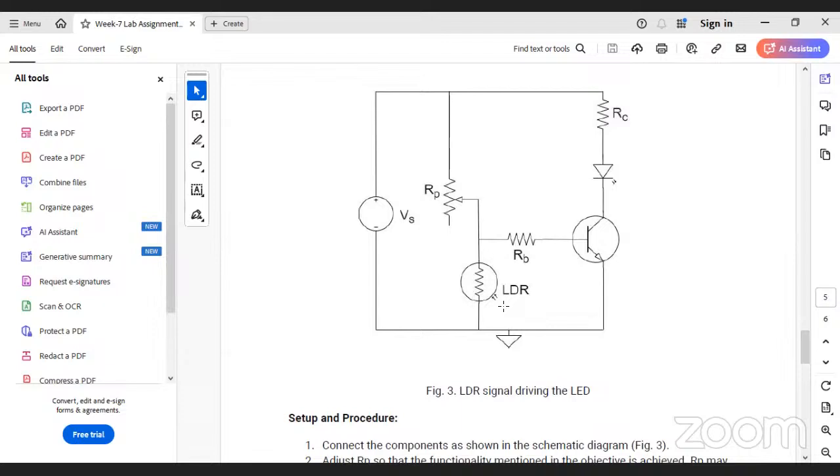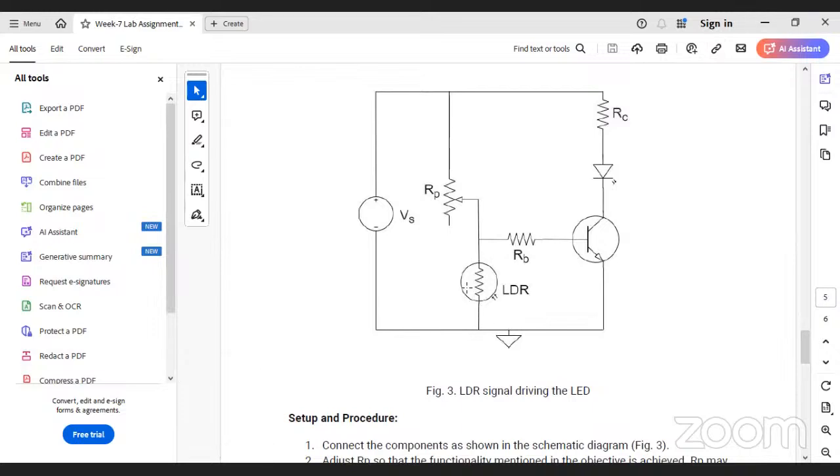But the current will anyway flow. The value of the current will change. Okay, so if I am exposing the LDR to light, how is it that the LED will not glow? Like, what will cause that change? See, I can explain it. I'll give you a brief, but you also go through it properly.